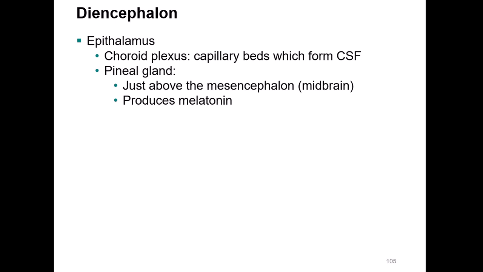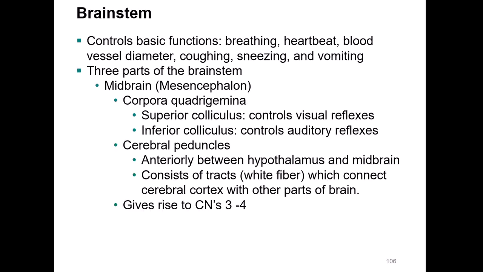Okay, so the epithalamus is above the thalamus. And again, the two structures I'd like you to know are the choroid plexus, the capillaries that help to make the cerebrospinal fluid, and the pineal gland, which produces a hormone known as melatonin. Okay, so that's the diencephalon. Let's take it down now to the brainstem.